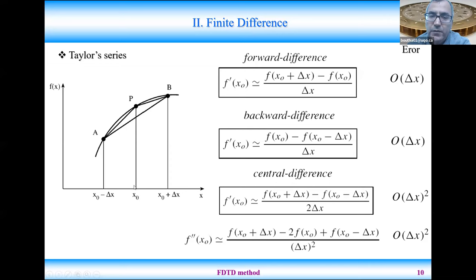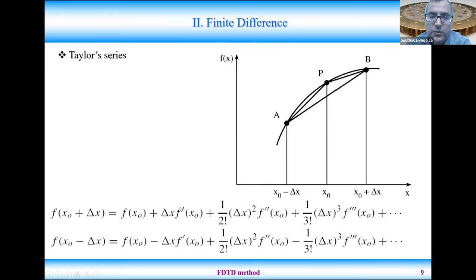So we can use this technique to have an approximation of the first derivative at x0, and that's the straight line we see here. So this one can give us an approximation of the first derivative at this point. If we use the second equation here, we are using the points x0 minus delta x and x0. This one is called the backward difference. So forward difference, backward difference.